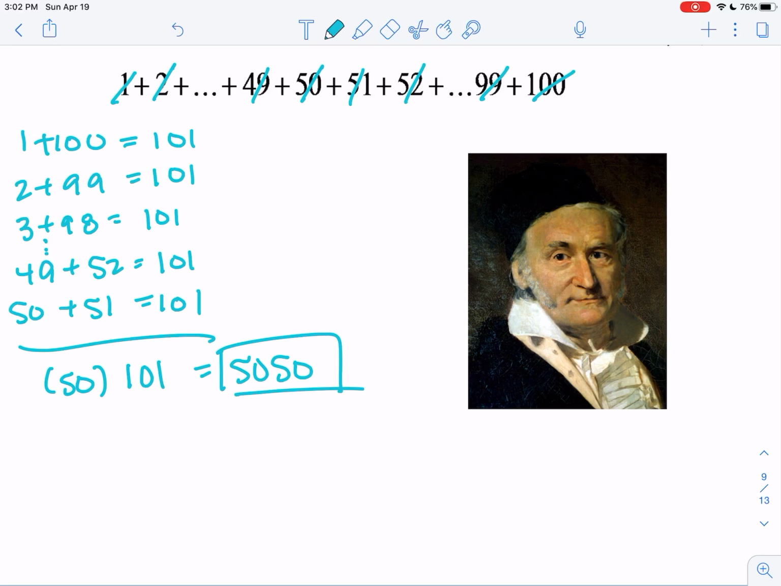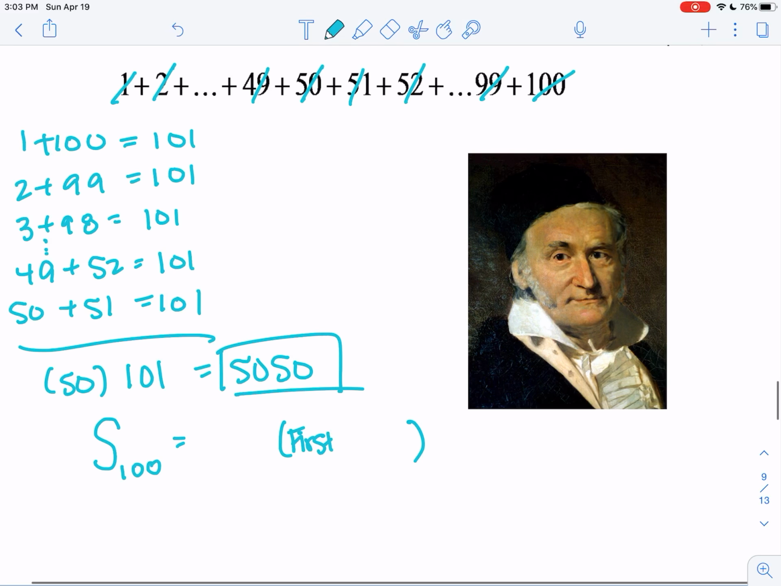Done and done. Okay, so let's generalize what Gauss did as like a 7-year-old a few hundred years ago. So Gauss, this is how we denote it, S sub 100, the sum of the first 100 terms. So how did he get the 101? Well, he took the first term plus the last term. That's how he got it first up here, right? And how did he get the 50?